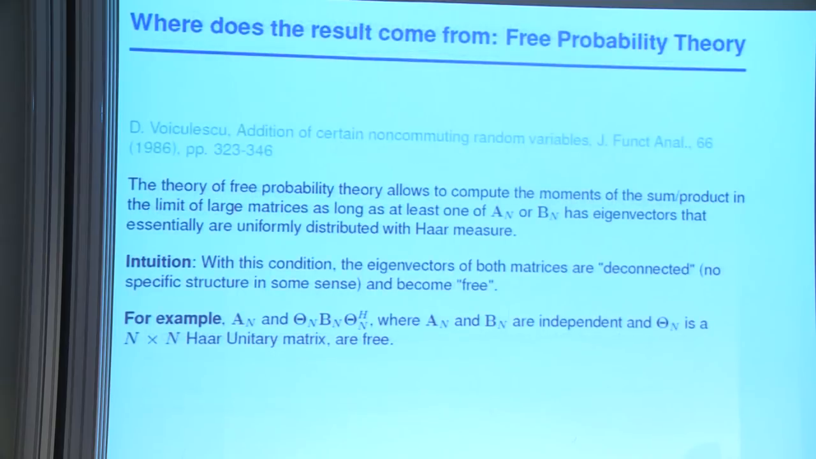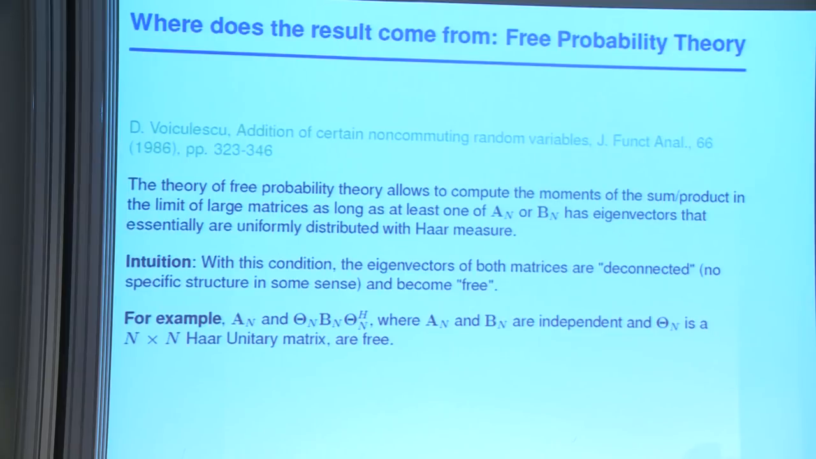So how can you have matrices which are free? It's very easy. Disconnect the eigenstructure. If you take a matrix A_N, deterministic or anything else, and you take a matrix B, if they're not free, just multiply the matrix by a unitary invariant matrix. If you do that, then these two matrices are free, because due to the fact that this matrix is unitary invariant, the eigenstructure does not depend. And I'm able, for example, to calculate the eigenvalue distribution of A plus Θ B_N Θ^H, even if I was not able to calculate A_N plus B_N.